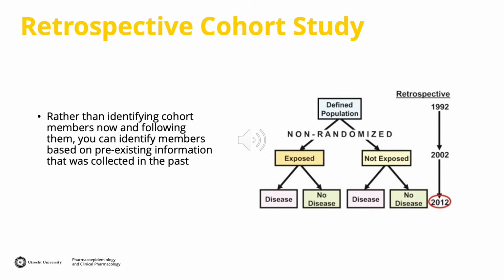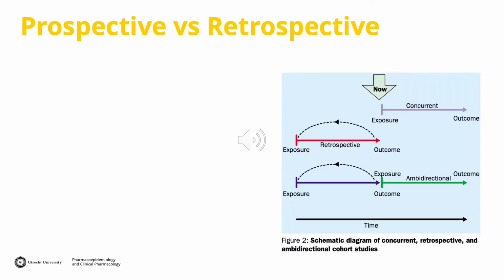And we can go in and look at exposure status and disease and figure out if a particular medication is associated with a particular adverse event, but we don't actually enroll a group of patients in 2020, for example, and then follow them forward until 2032 to determine whether or not they had the outcome. So it's based on pre-existing data that all occurred in the past.